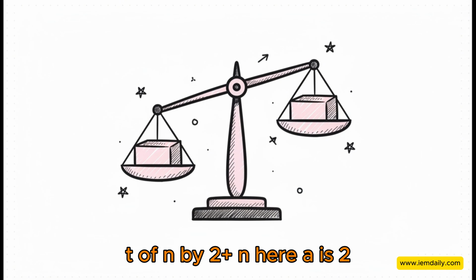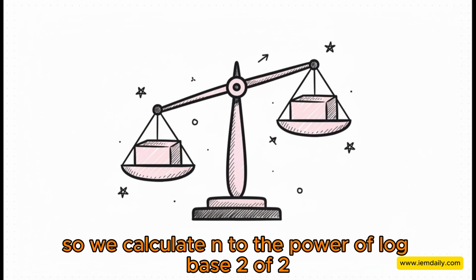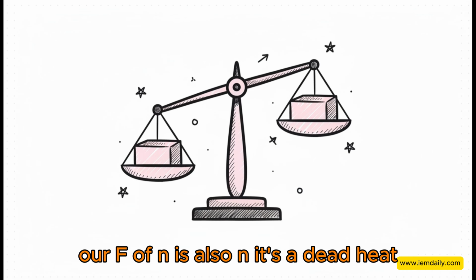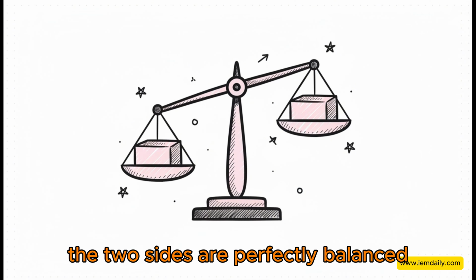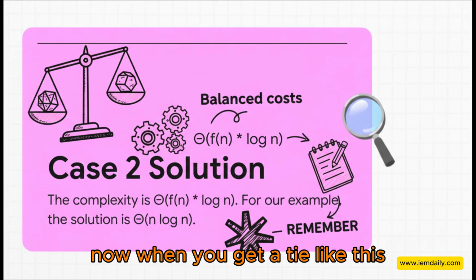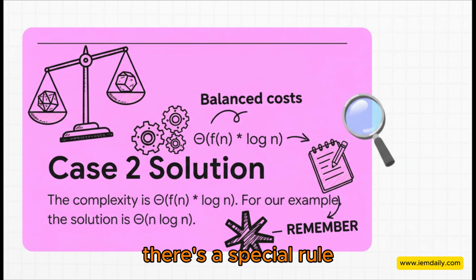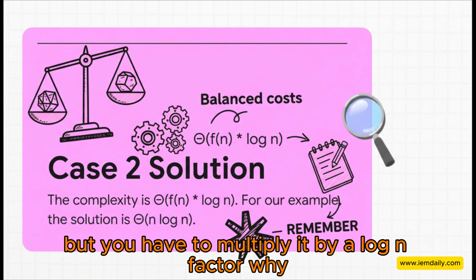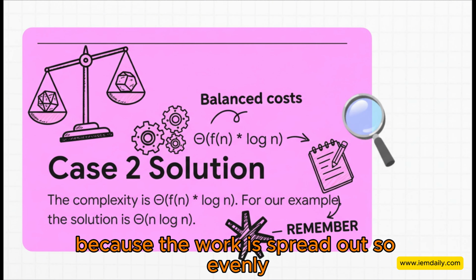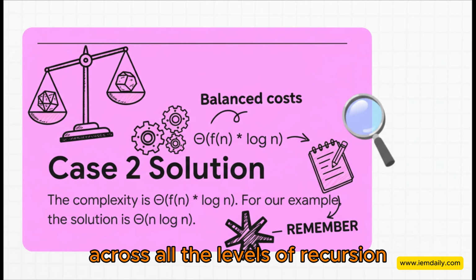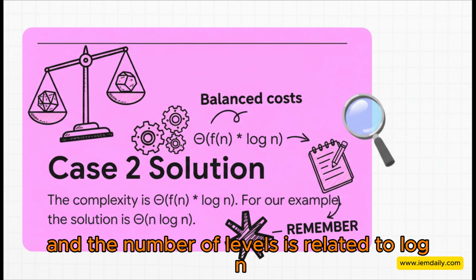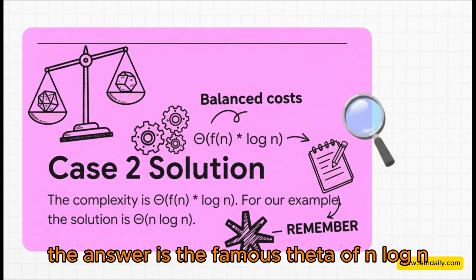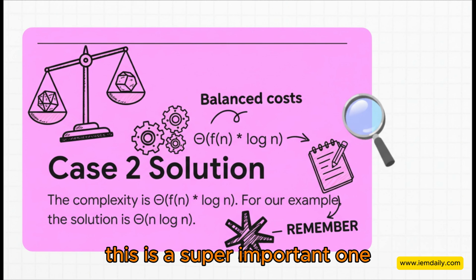Here, a is 2, b is 2. So we calculate n to the power of log base 2 of 2, which is just n. And guess what? Our f(n) is also n. It's a dead heat. The two sides are perfectly balanced. Now, when you get a tie like this, there's a special rule. The final complexity is Theta of f(n), but you have to multiply it by a log n factor. Why? Because the work is spread out so evenly across all the levels of recursion, and the number of levels is related to log n. So for merge sort, the answer is the famous Theta of n log n. This is a super important one.